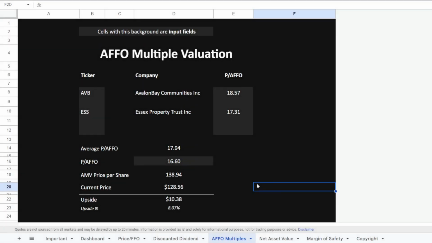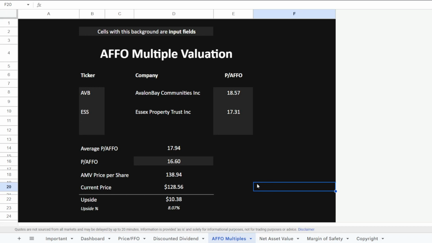The next model that we'll be using is the AFFO multiple valuation. Adjusted funds from operations, or AFFO, is a measure that reflects the REIT's FFO adjusted for capital expenditures and other non-recurring items necessary to maintain a property portfolio. AFFO is considered a more accurate representation of cash available for distribution to shareholders. The AFFO multiple valuation is similar to price to FFO, but it uses the AFFO metric instead.